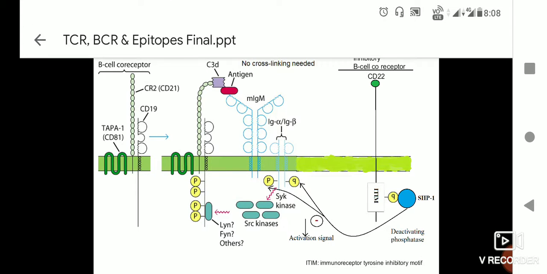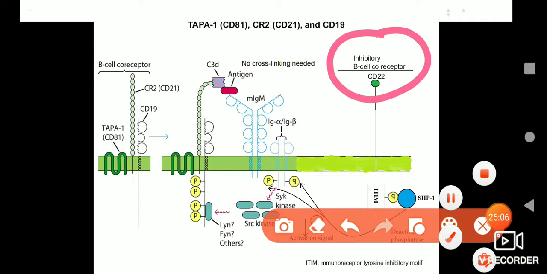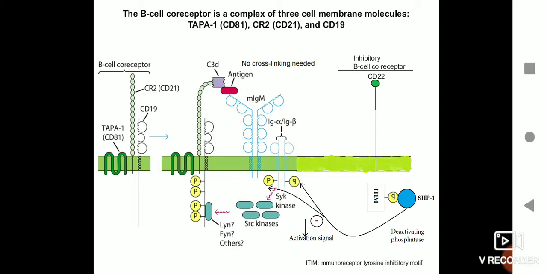At the same time, there is also a B cell inhibitory co-receptor which is called CD22. CD22 is an inhibitory B cell co-receptor. This CD22 also has a cytoplasmic domain which on phosphorylation can activate another protein called SHP1, which is a deactivating phosphatase enzyme. What is the job of a phosphatase enzyme? The job of any phosphatase enzyme is to remove the phosphate.